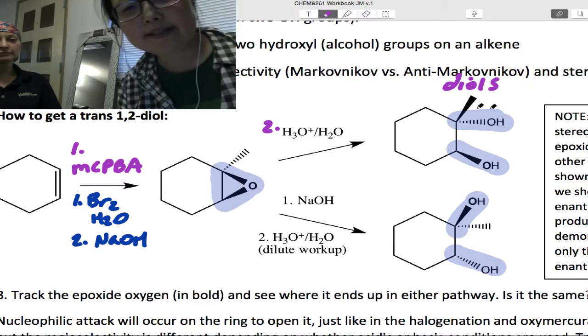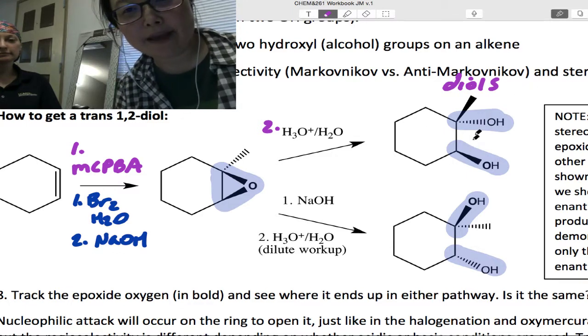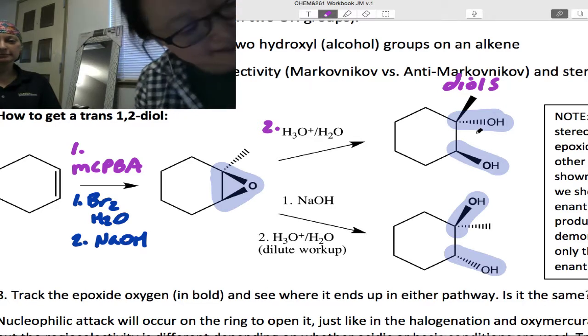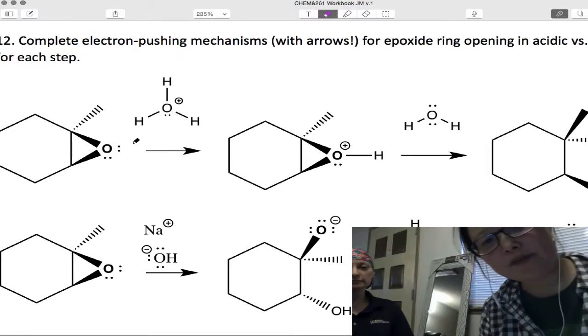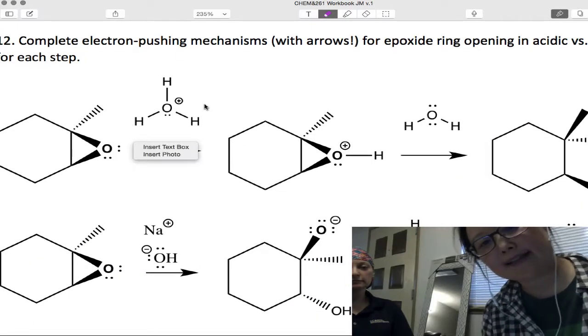Now one thing to notice is the diol. What's the stereochemistry of the diol? You can see that it's a trans diol. So this is how to make a trans diol. The mechanism for a trans diol is like this.